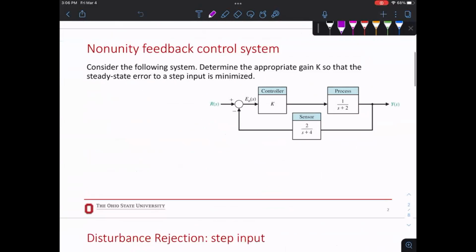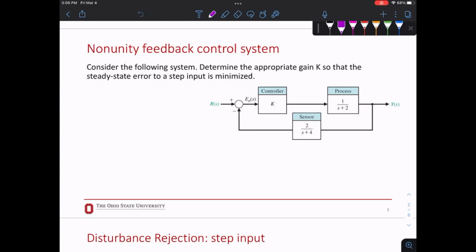So the last thing is, well, there are two things. The last thing is disturbance rejection, but before that, I wanted to solve this example. This is the kind of example you might get in your exams, in your homework, or in real life, because these are design problems. So you're supposed to design a controller.